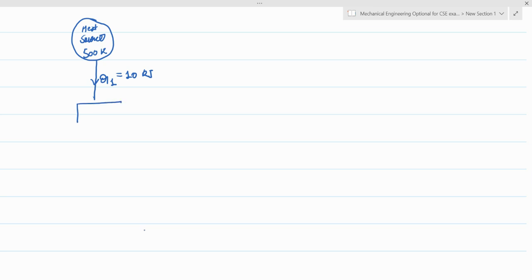Now this is a heat engine that is working here. So it is a heat engine and this produces a work WA and this rejects a heat Q2 to a sink at a temperature of 300 Kelvin.